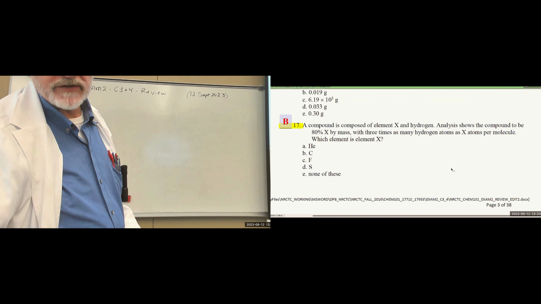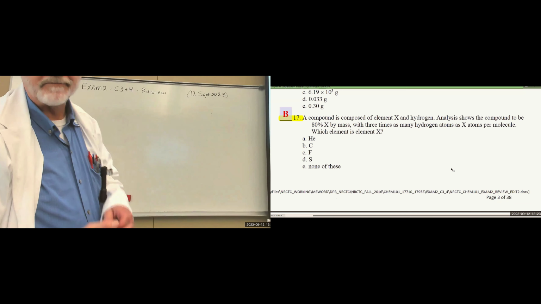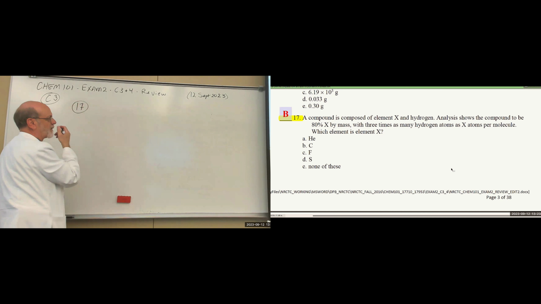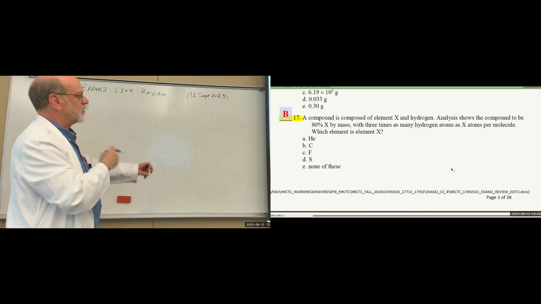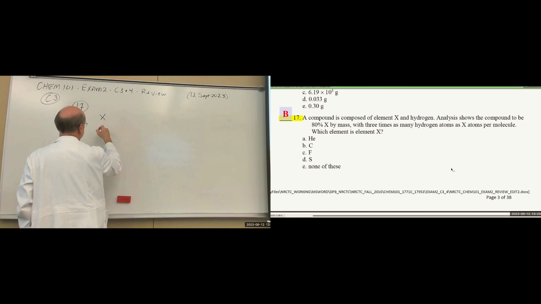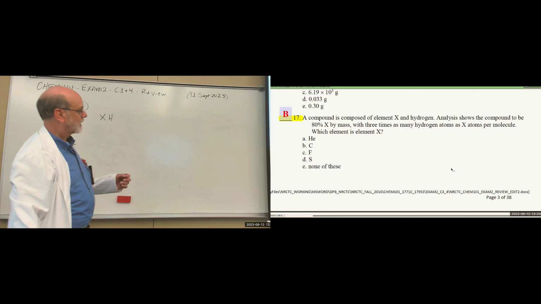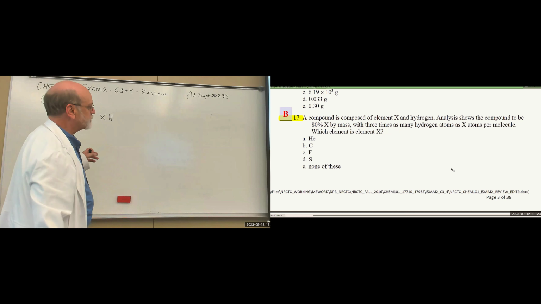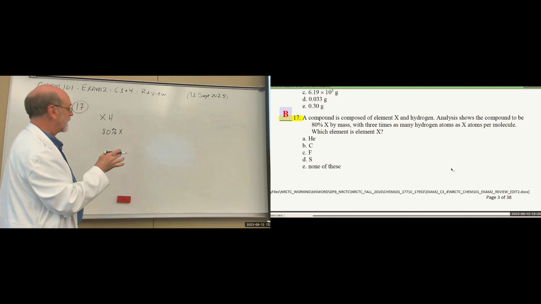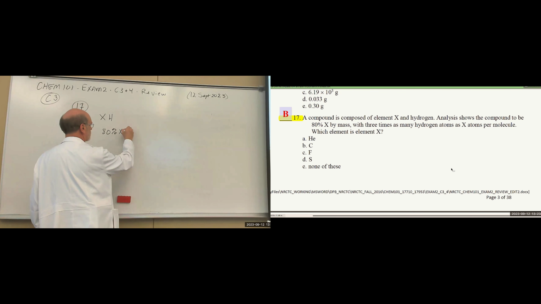Have I caught any that catch your eye yet? Maybe not. 17. Okay. The compound is composed of element X and hydrogen. So it's got X, hydrogen. I don't know where the hydrogen goes, it doesn't matter. Analysis shows the compound to be 80% X by mass. So it's 80% X. Okay. Mass.